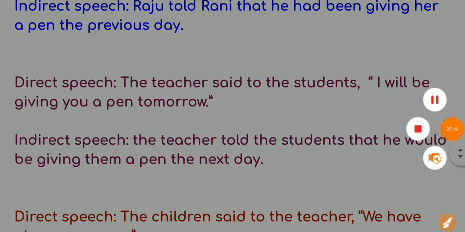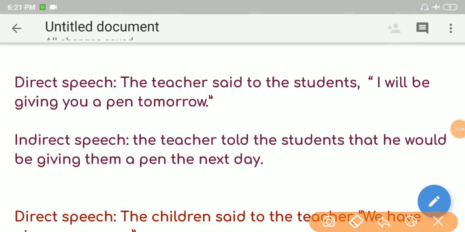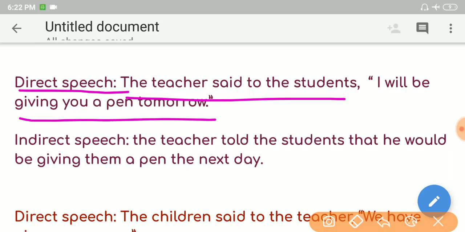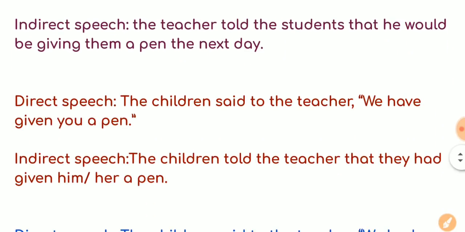Next. So again, in direct speech, the teacher said to the students, I will be giving you a pen tomorrow. Same. The teacher told the students. I refers to the teacher, so he is used, will changes into would. That's it. Would be giving them a pen the next day. Next day or following day can be used for tomorrow, my dear friends.